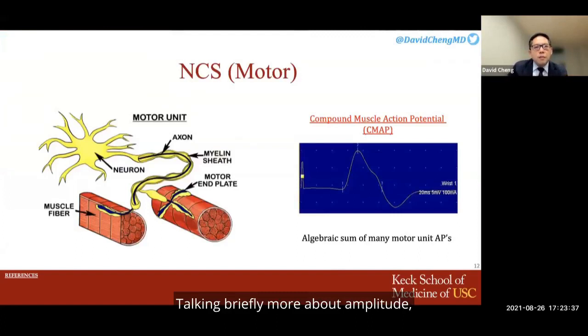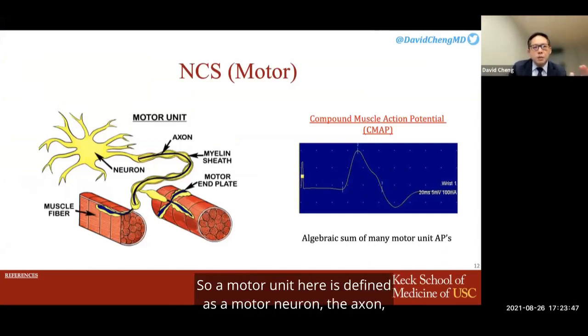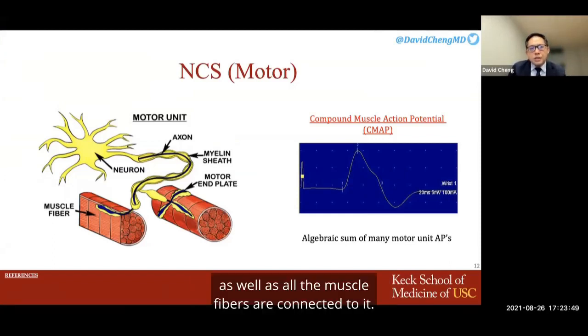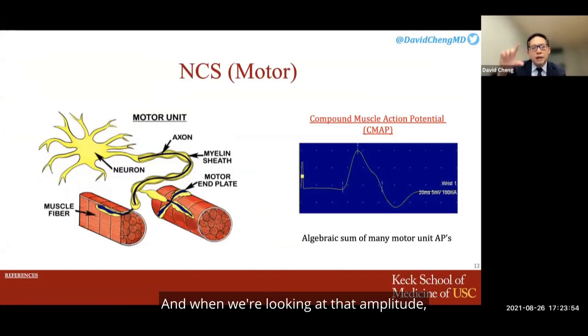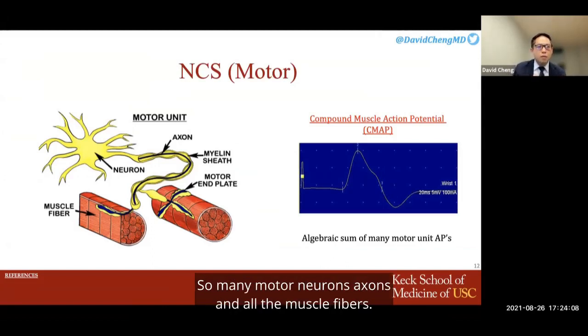Talking briefly more about amplitude, you'll hear some terms that I like to define. So a motor unit here is defined as a motoneuron, the axon, as well as all the muscle fibers that are connected to it. And when we're looking at that amplitude, we're essentially looking at a summation of action potentials. And this is why it's called compound muscle action potentials. So it's a sum of many motor units that you see here. So many motoneurons, axons, and all the muscle fibers.